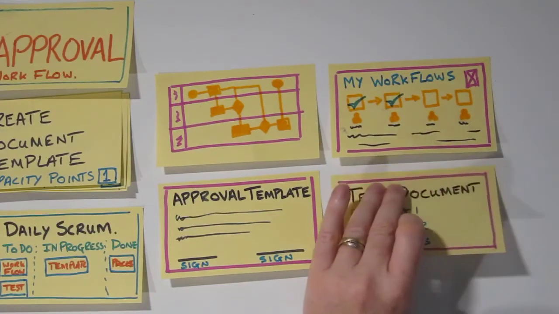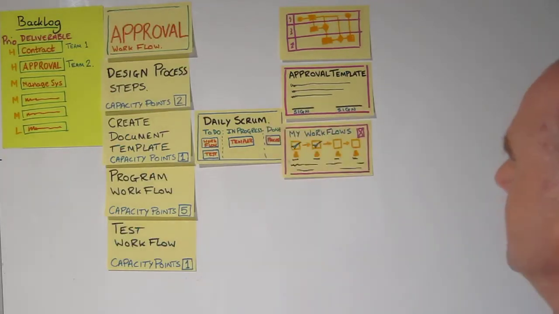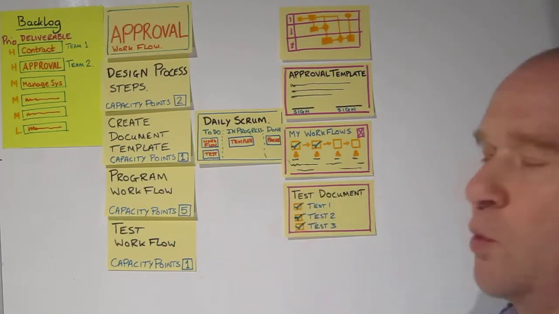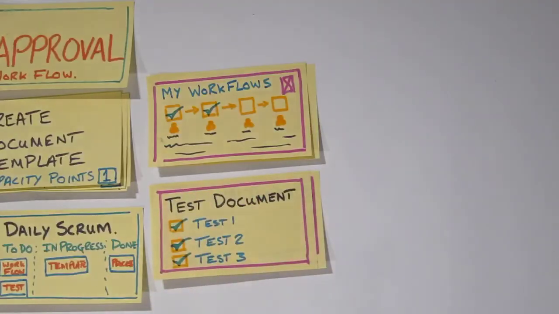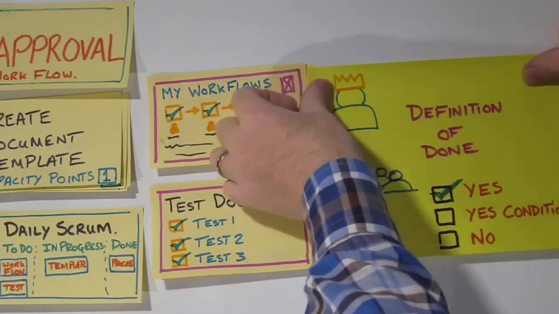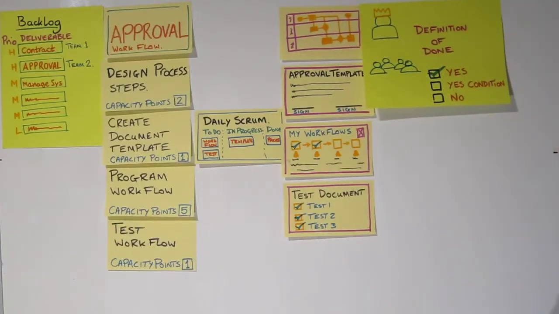Once the build is completed, they will bring their deliverables, a process map in this case, an approval template, a workflow that has been programmed into a system, and a test document to prove that the workflow now works. That will be delivered to the review meeting, where the customer will check the definition if the work is done and completed.